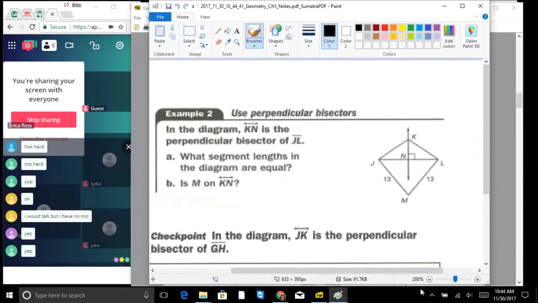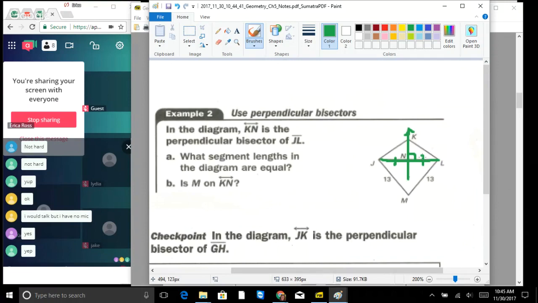In this little kite diagram, KN is the perpendicular bisector of JL. That's why you see this little right angle here, because for the perpendicular bisector, we know that this and this are congruent. And it says, which segment lengths in the diagram are equal?